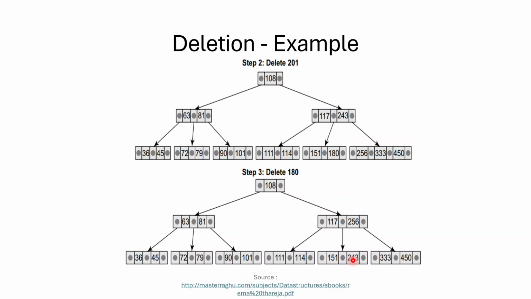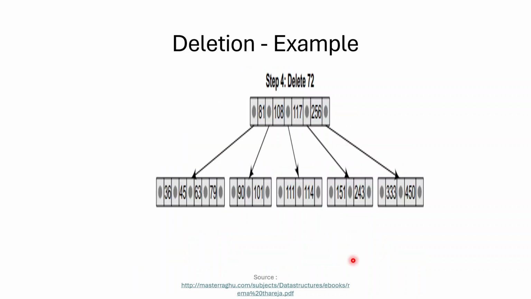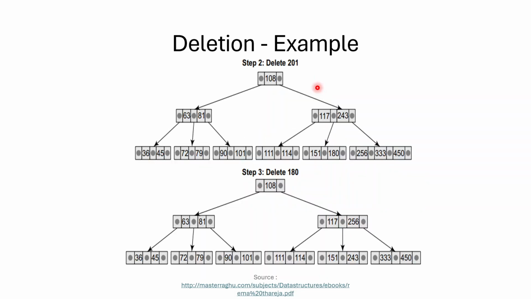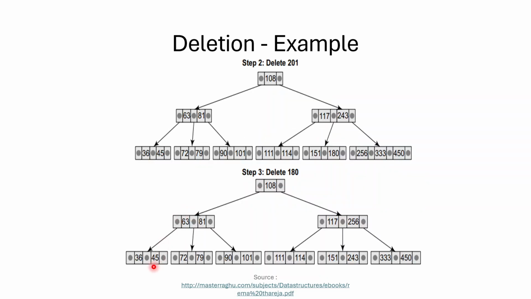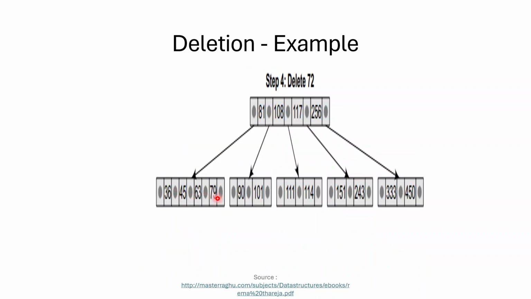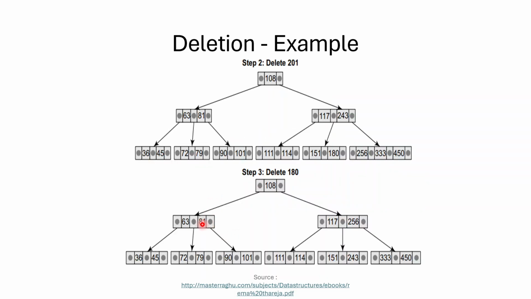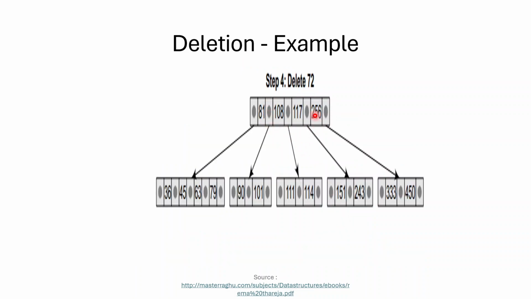By doing so, searching of data will be very much easier for us. And then delete 72. So delete 72 means what happens over here? Here I can delete it. 72 can be deleted. By doing so, I can take the 36, 45, 63 and 79 as a single node. Now I'll combine this 81, 108, 117, 256 into a single node. So the combination can be performed by doing it.